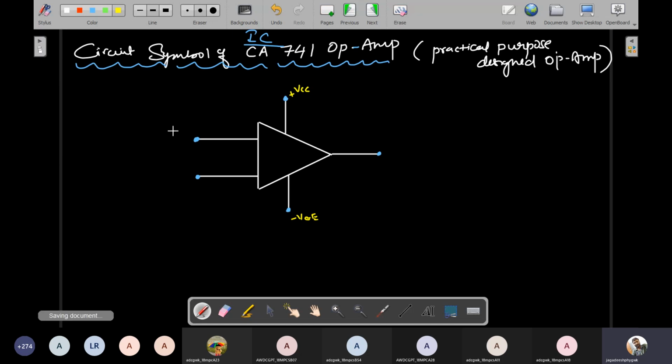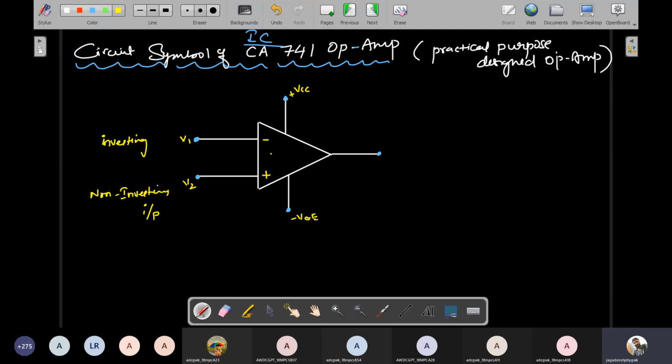Okay, so this is V1 and V2. V1 indicates the inverting input, and this is the non-inverting input. This is negative for inverting and positive for the non-inverting terminal.